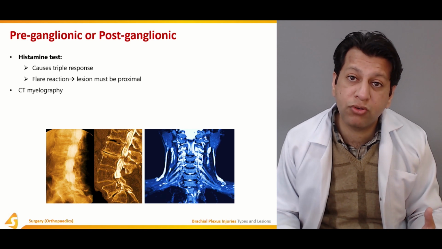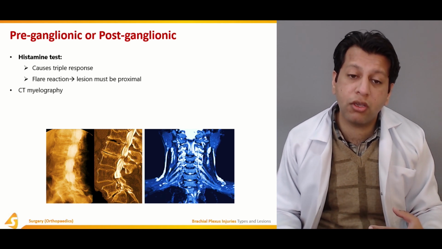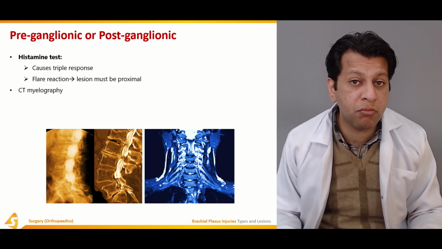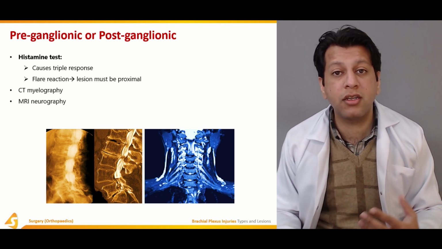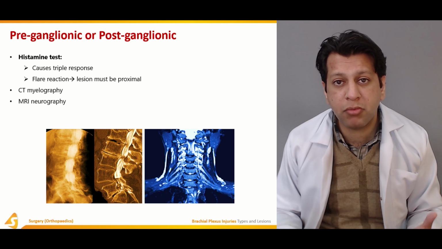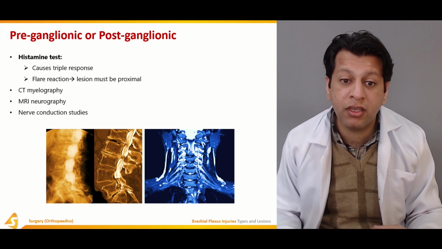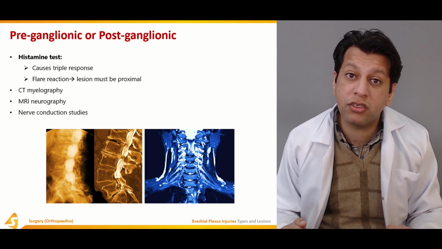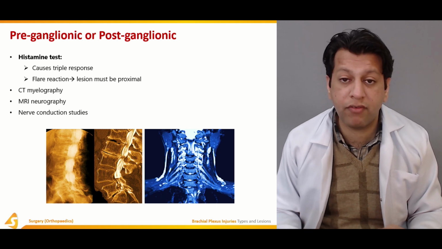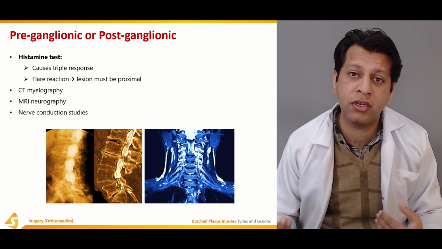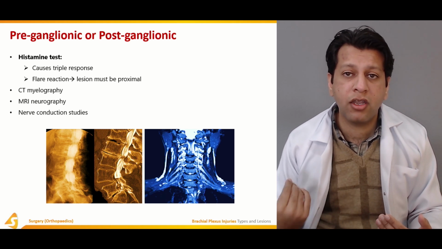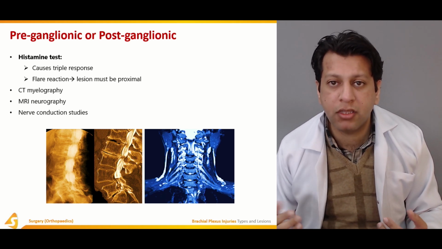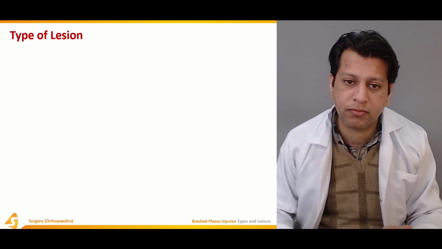How can we diagnose whether it is preganglionic or postganglionic? The options include CT myelography and MRI, which is more commonly done nowadays. Unless there is a specific contraindication to MRI, we can go for it; otherwise, CT myelography. The other options include nerve conduction studies and electromyographic studies, so that we know where the lesion is and whether the muscles have been affected by the lesion or not.